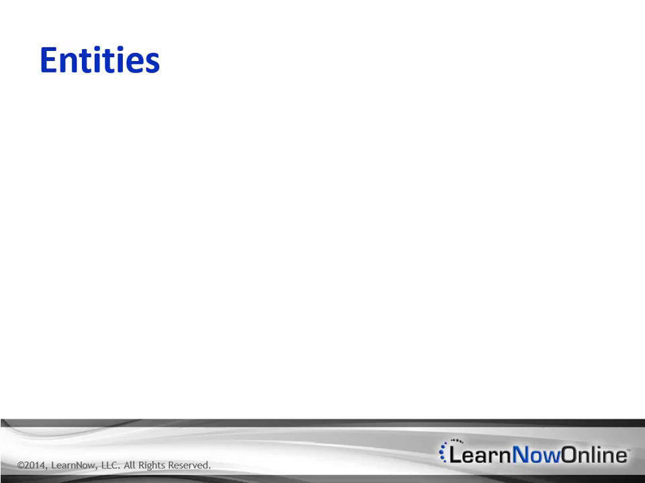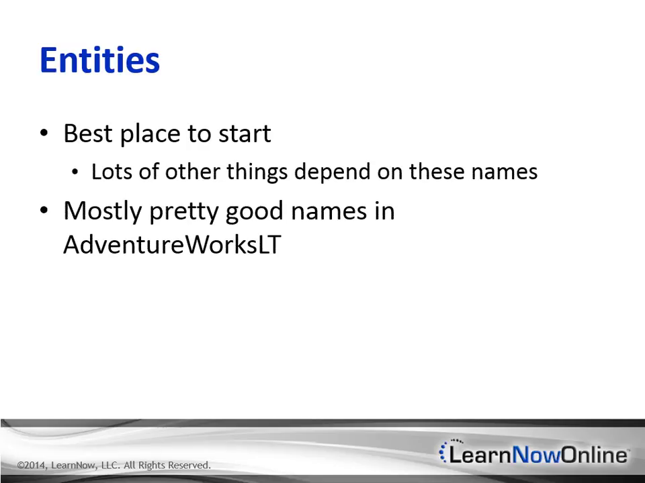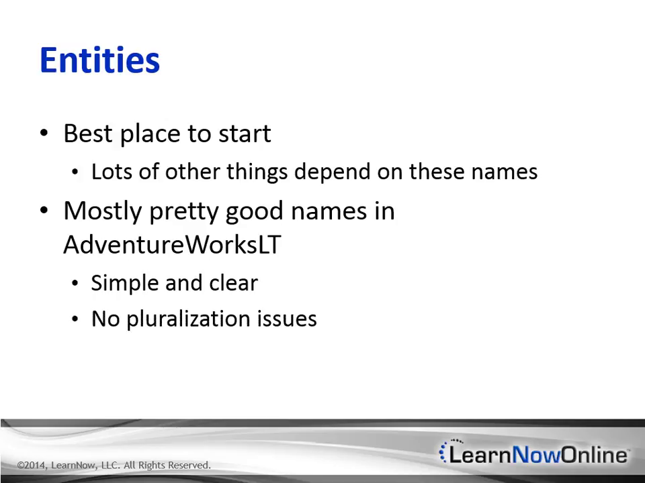In cleaning up the model, I'm going to start with the name of entities, because lots of model features depend on good entity names. For the most part, these are good entity names within the AdventureWorks LT model, things like Customer, Product, CustomerAddress. They're simple and clearly indicate the type of data that each represents. And the plural form doesn't cause any problems. But there are a few refinements that will make the model easier and more convenient to use.